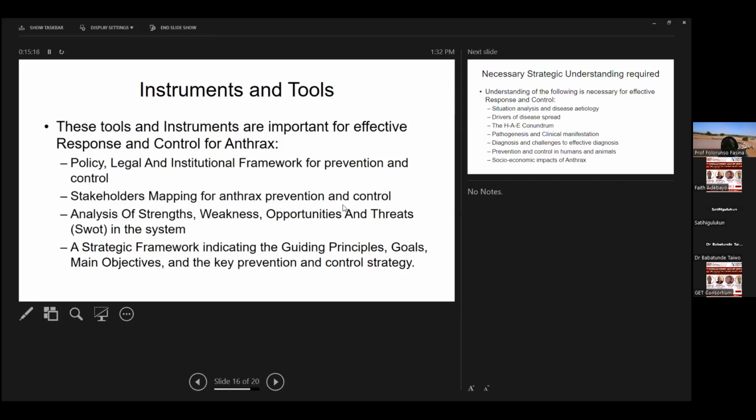There needs to be stakeholder mapping for anthrax prevention and control. Who are the people that are involved in this anthrax? Don't only think it's only the government vet officer, the public health officials and the environment officer. What of the livestock herders?